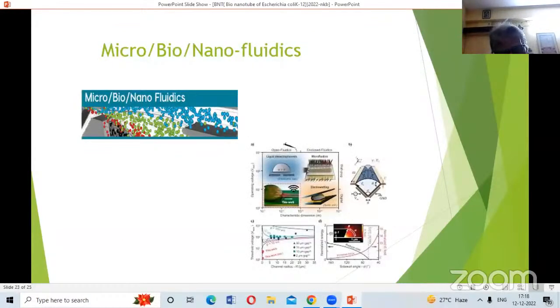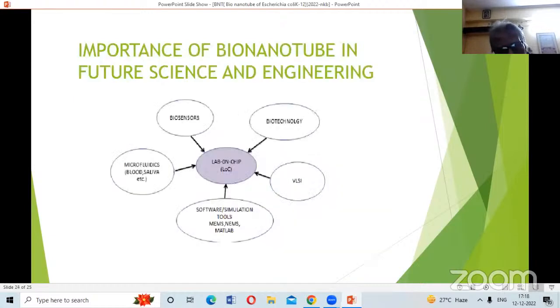There is a lot of development in the very important aspects of nanotechnology, and especially the surface area adherence aspect has been developed. Finally, I would like to say that the important bio-nanotube in future science and engineering has many areas we are still not exploring. It's a biosensor.